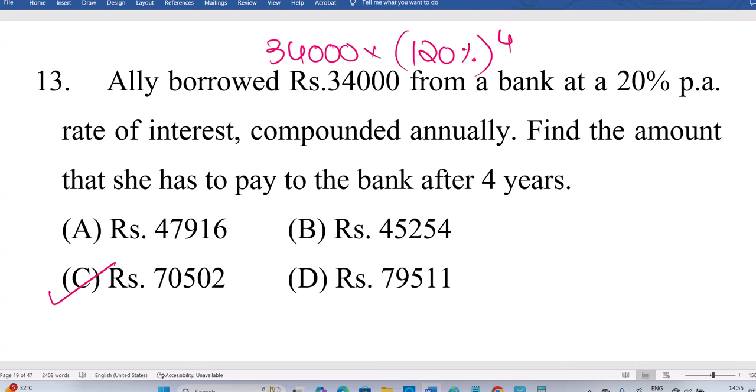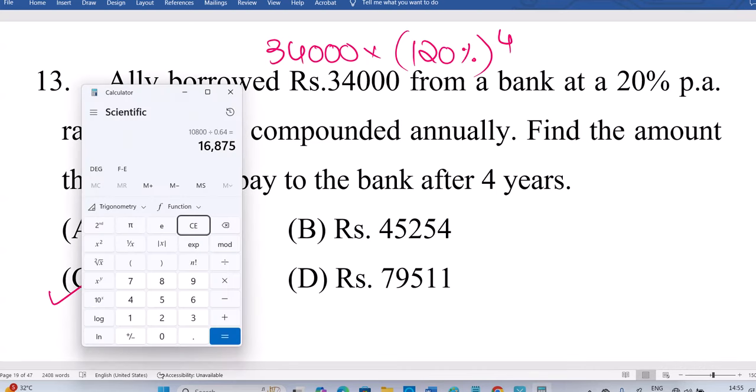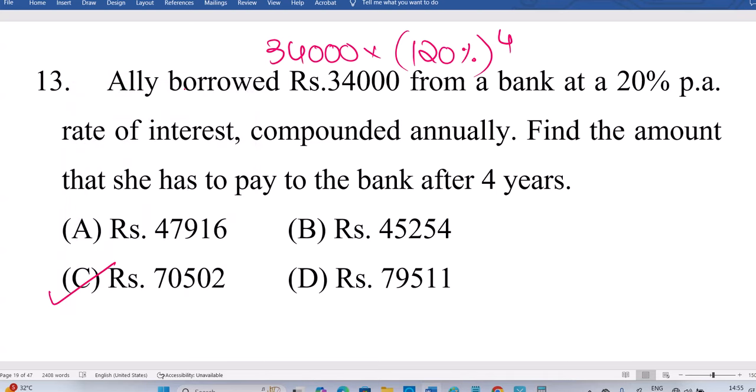That's why I directly gave option C. Virtual calculators or calculators are not officially allowed, but I'm just showing you the calculations. I already gave you the answer, it should be close to double. It is 70,502.4, but among the options, a close one.